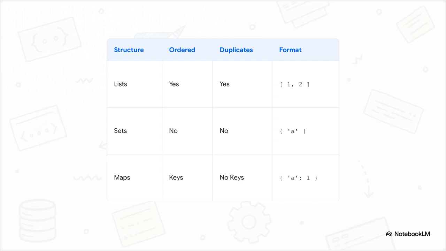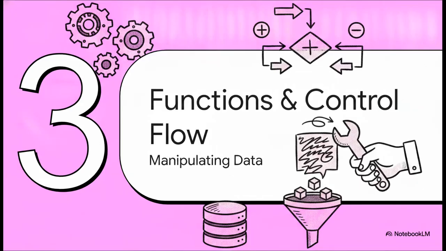Finally, we have maps. These also use curly braces, but they hold key-value pairs. It's very much like a dictionary or a JavaScript object, letting you quickly look up specific values using unique keys. Moving right along to Section 3, Functions and Control Flow. We're now equipping you with the tools you need to manipulate all that data and execute some actual logic.